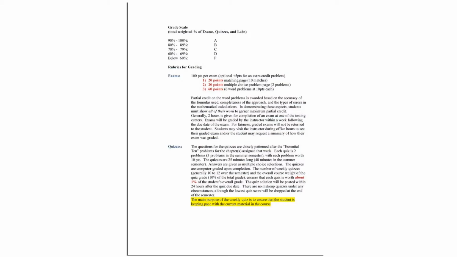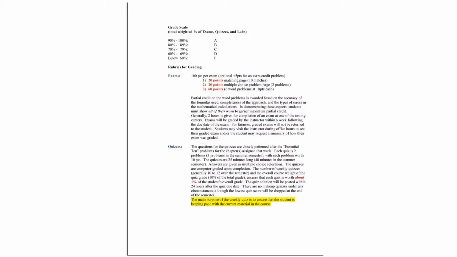The quizzes are patterned closely after the essential 10 problems for the chapters assigned that week. Each quiz is 2 problems, 3 problems in the summer semester, with each problem worth 10 points. The quizzes are 25 minutes long, 40 minutes in the summer semester. Answers are given as multiple choice selections, and the possibilities include wrong answers, probably the most common type of wrong answer, so you want to be very careful with your solving of these quizzes. The quizzes are computer graded upon completion.